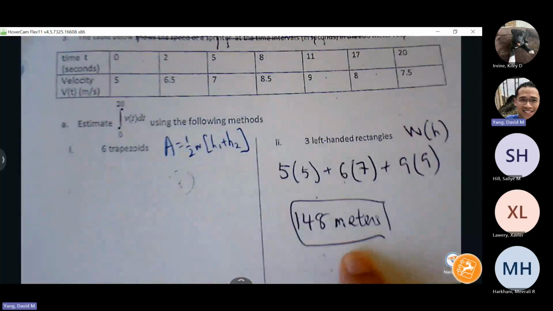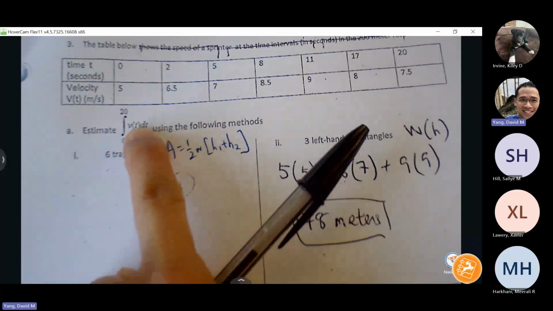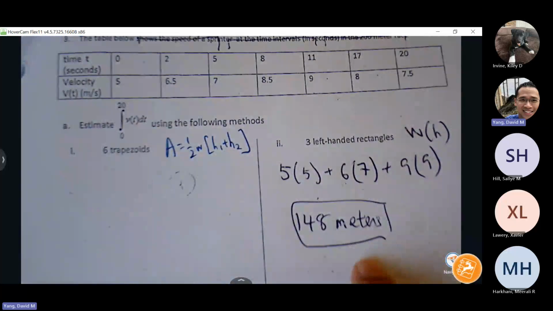And again, our units are meters because we started with meters per second. We're multiplying by meters. We multiply those together, we get meters.